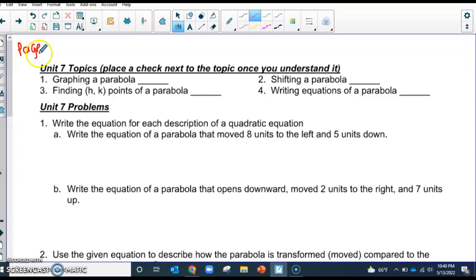Hey guys, this recording is for page 8 and 9. We are talking about parabolas. Quick reminder, the parent function for a parabola is y equals x squared.